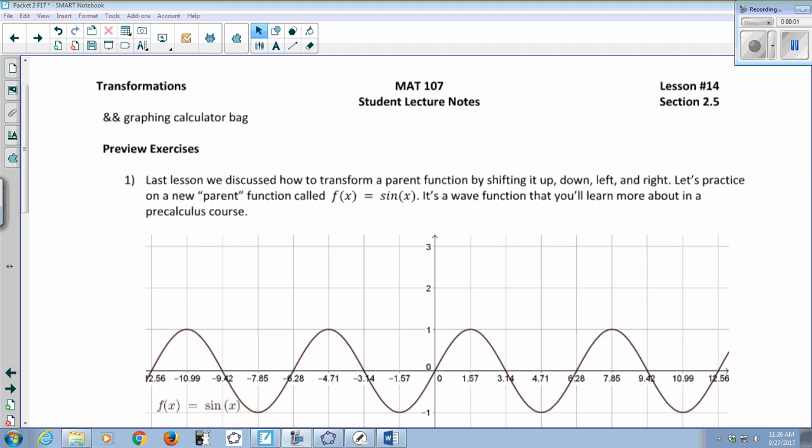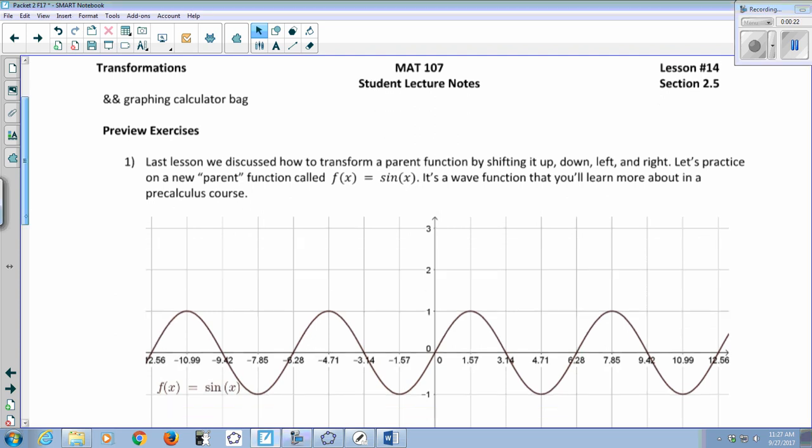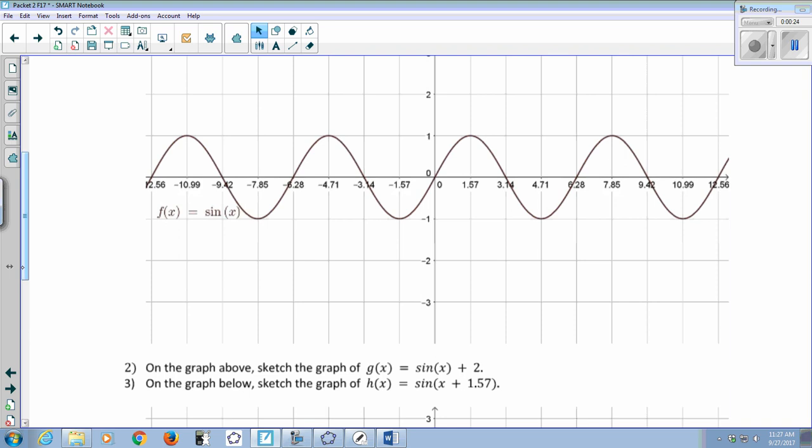Preview exercises. In the last lesson, we discussed how to transform a parent function by shifting it up, down, left, and right. We're going to practice this skill on a new parent, one that we haven't seen before. It's called f of x equals sine of x. It's a wave function that you'll learn more about in a pre-calculus course. Here's a picture of it. It's the graph of sine of x. We want to sketch the graph of g of x, which is sine of x plus 2.